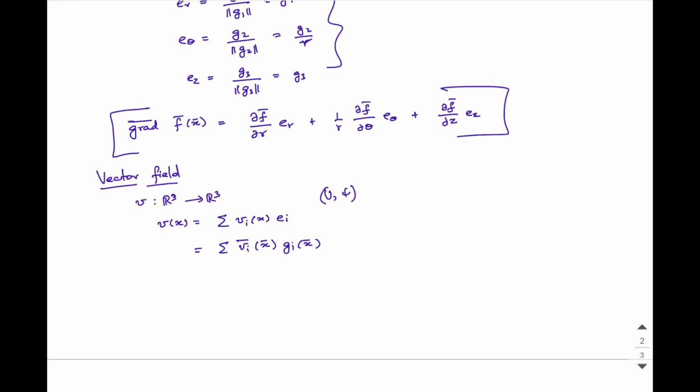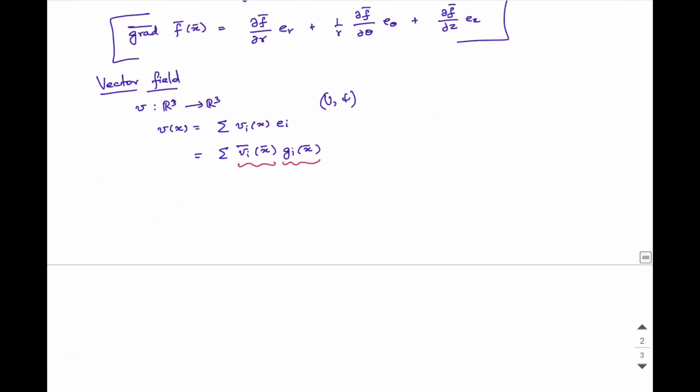So the important point to notice here is that both the component of v and the basis vector of v are dependent on x bar. Okay, so as you move from one point to a neighboring point, both the components of the vector field and the basis vector change. So you have to be extra careful when you take the covariant derivative. Again, recall that when we want to compute the various tensorial quantities, various derivative quantities like the gradient, divergence, curl, etc., the starting point is always the covariant derivative.